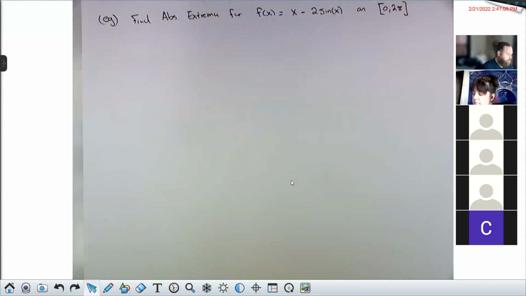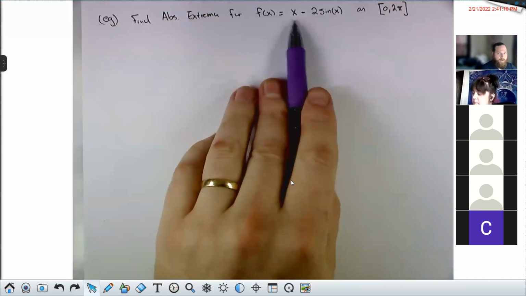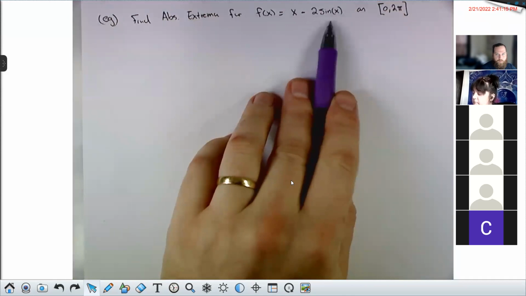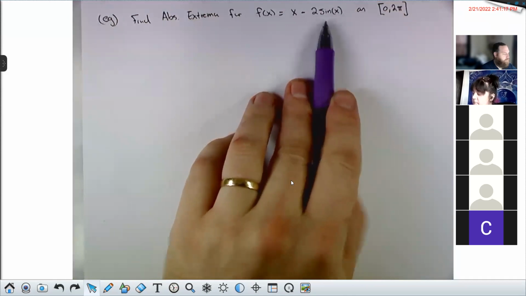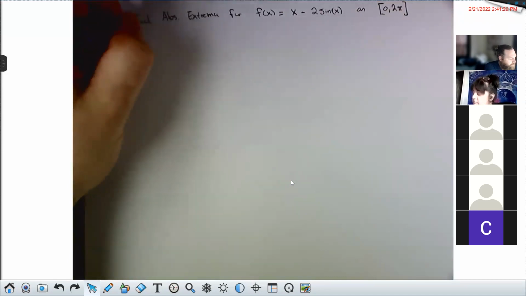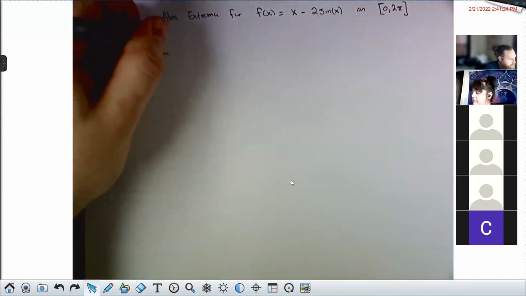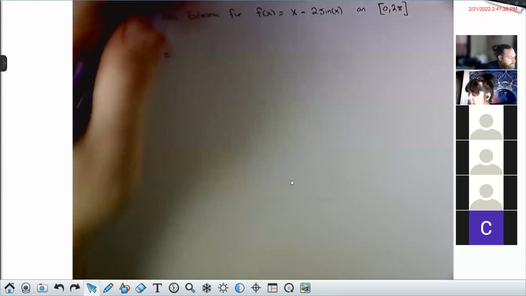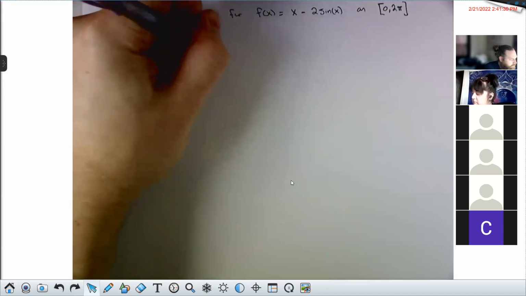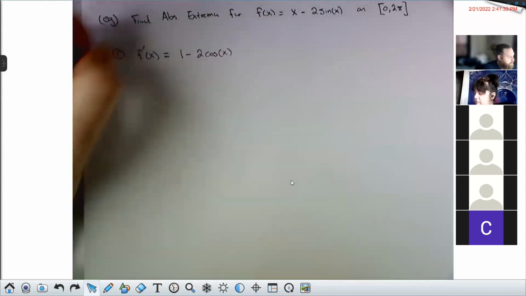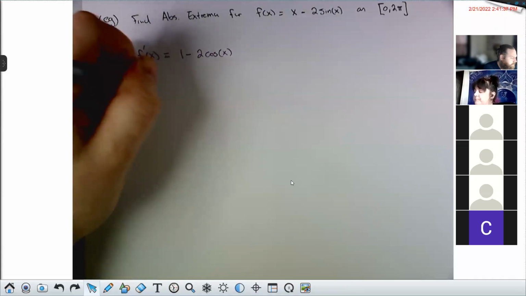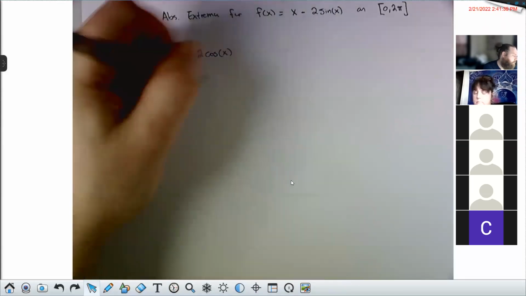And again, we're going to use the closed interval method, right? x is a polynomial function, so it's continuous. Sine x we know is continuous everywhere. Just think about the graph. So we'll use our closed interval method. Our first step is to calculate f prime. That's going to be 1 minus 2 times the derivative of sine x, which is cosine x. And we need to find where f prime of x is equal to 0 or undefined.